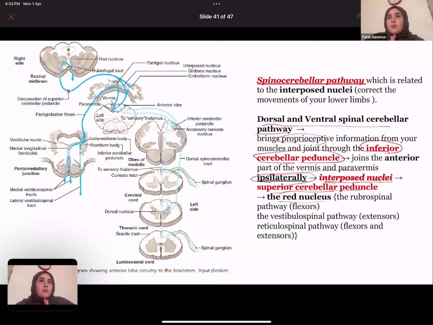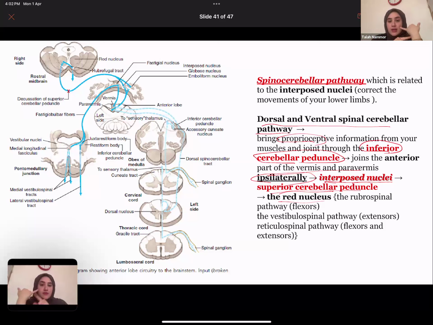Now, we said before, the interposed nuclei are related to the limbs. The interposed nuclei are going to integrate everything, process the information, and then send it out through the superior cerebellar peduncle to the red nucleus. If it's for the flexors, it's going to go to the rubrospinal pathway. If it's the extensors, it's going to be the vestibulospinal. If it's affecting both the flexors and the extensors, it's going to go through the reticulospinal. So whatever the movement or output is, it's going to go to different pathways. Let's just know the basics.